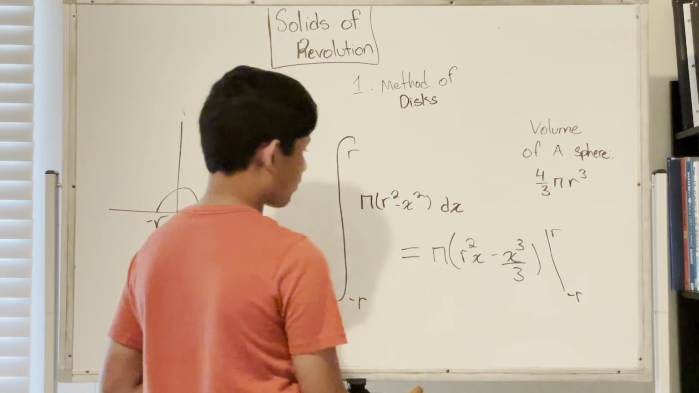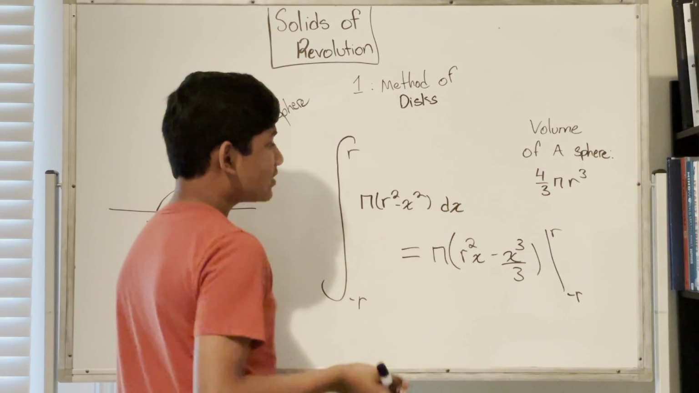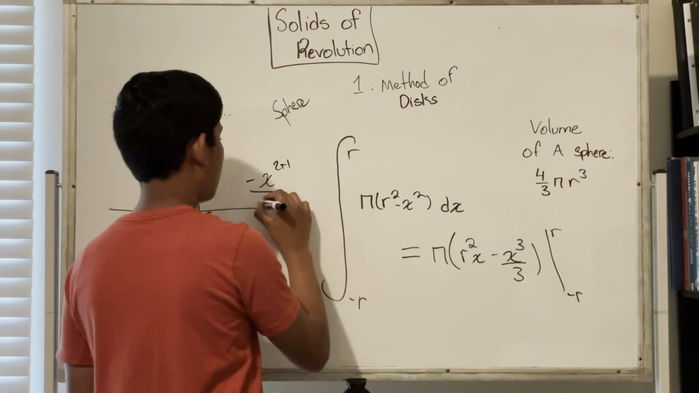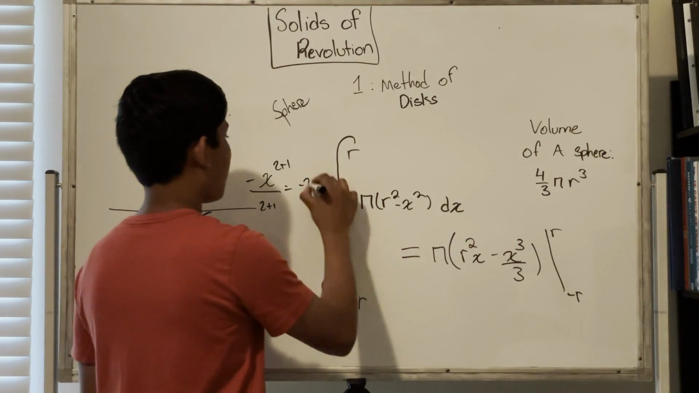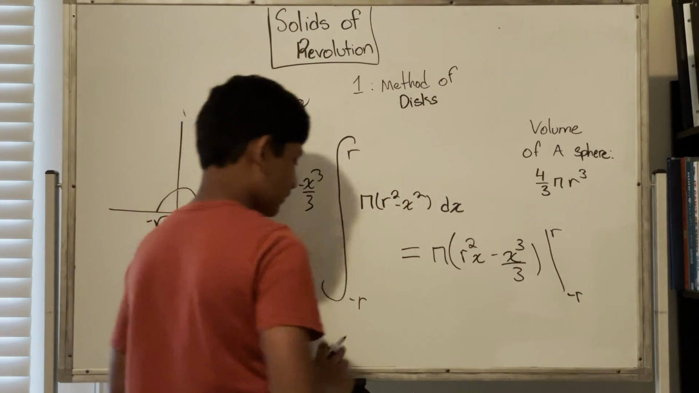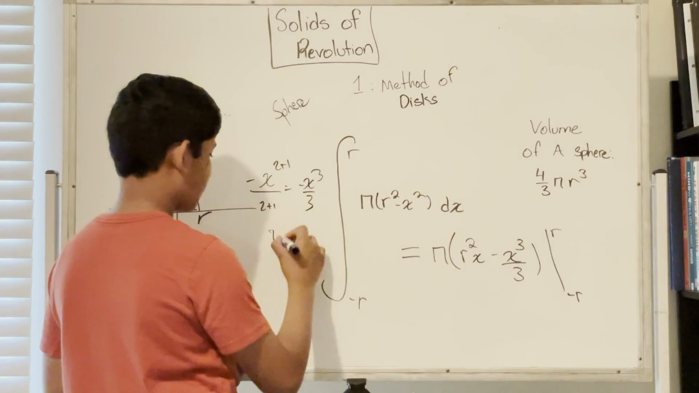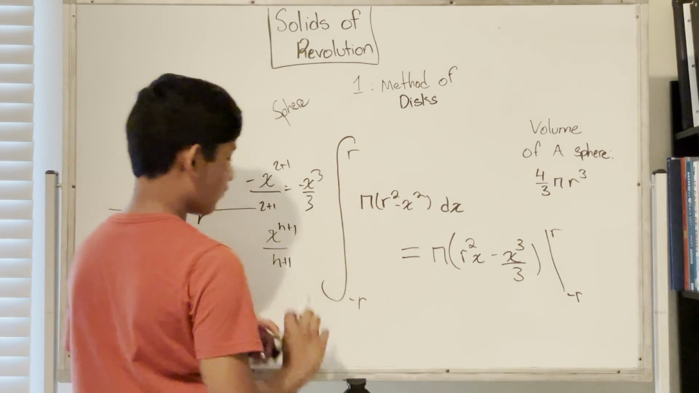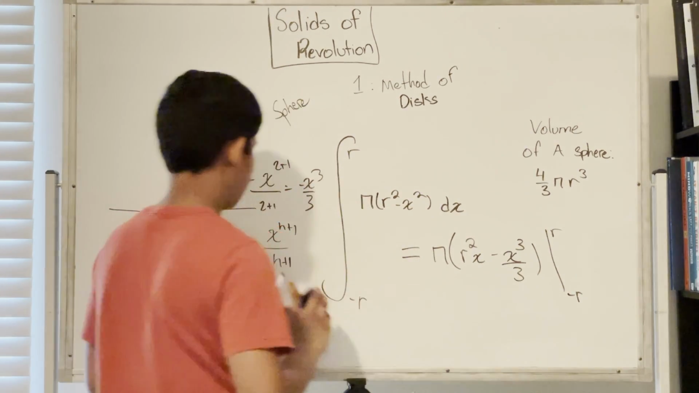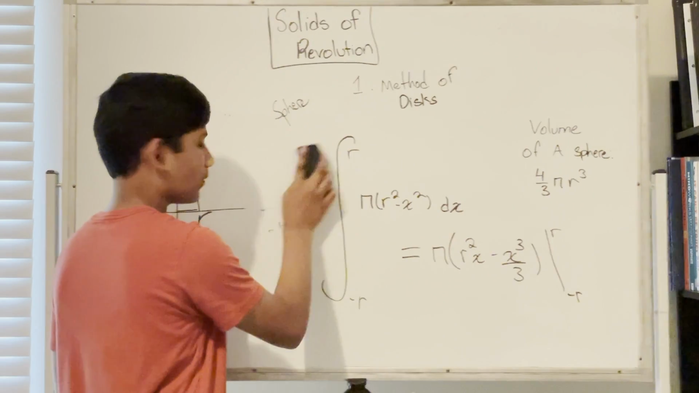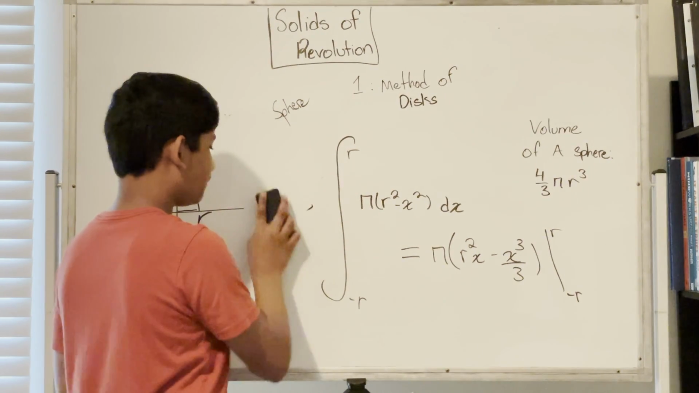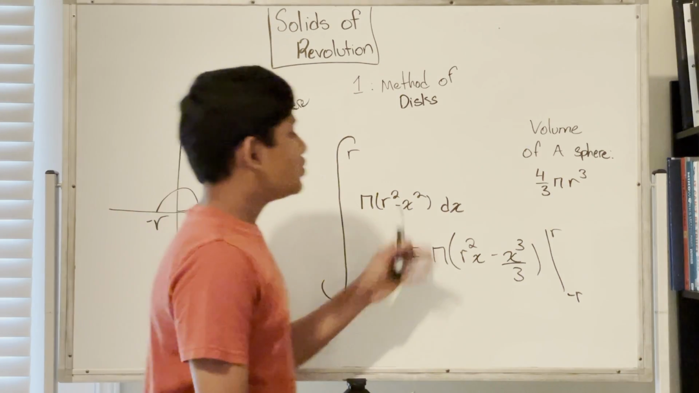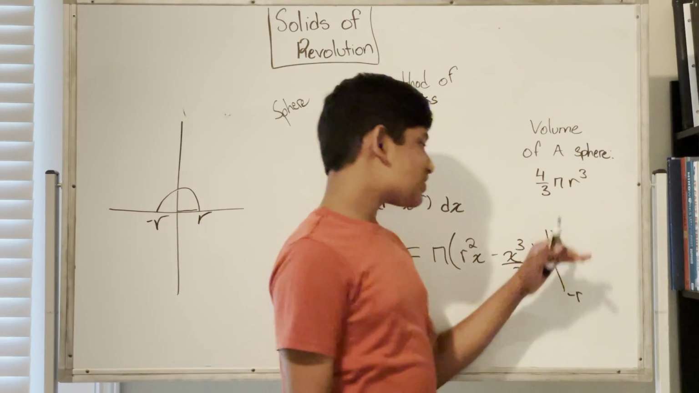The next part is x squared, or minus x squared. That's just going to be x to the 2 plus 1 over 2 plus 1, which is minus x cubed over 3. We get that from the formula x to the n plus 1 over n plus 1. So after we get that, we can evaluate the integral from minus r to r.